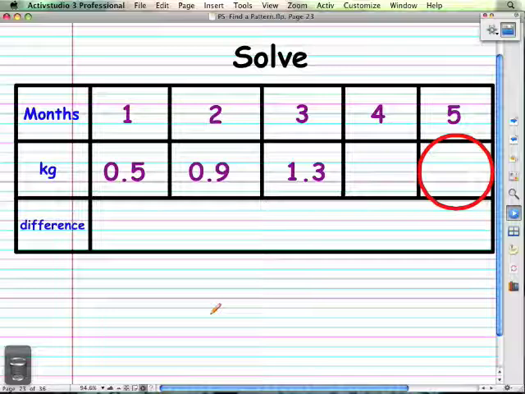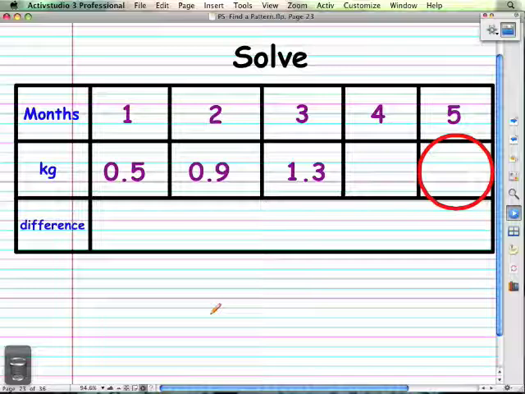Now, notice we put a red circle on the kilograms row of month 5. That's because the question was asking us how much weight the dog will gain in month 5. So I put that circle there to remind us that that's where we're going to find the answer to this problem. You might think about using that circle in your own work to help you remember where you're going to look to find your answer once you're done filling out the chart.